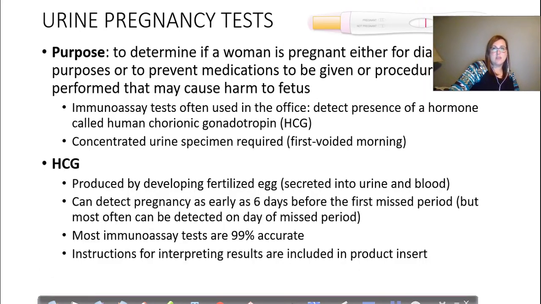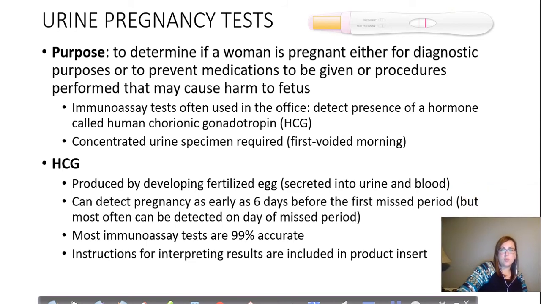Urine pregnancy tests. So, the purpose is, of course, to determine if a woman is pregnant, or for diagnostic purposes, to prevent medications being given during procedures that are performed that may cause harm to the fetus. So sometimes if a patient's going to have surgery and there's concern that she might be pregnant, they might want to do a pregnancy test just to make sure that she's not, so they're not harming the fetus.